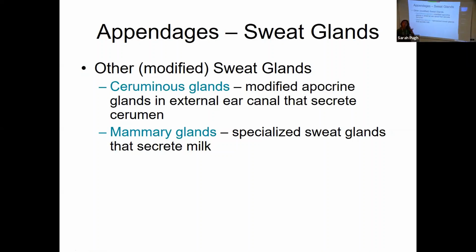So yeah, these can get activated during times of stress. Now, some other sweat glands that we have, and these are modified glands. We have ceruminous glands. Ceruminous are modified sweat glands. They are found in the ear canal, and they are modified to secrete cerumen, which hopefully you figured out by now, that is earwax.